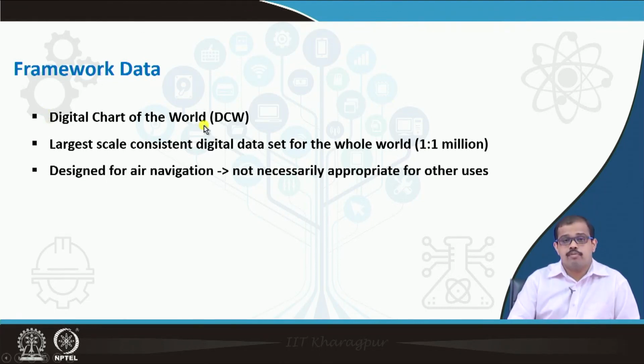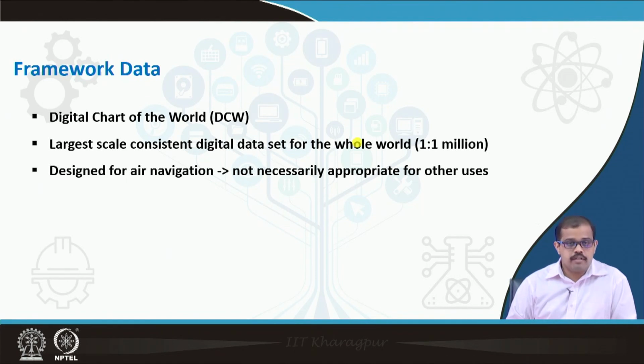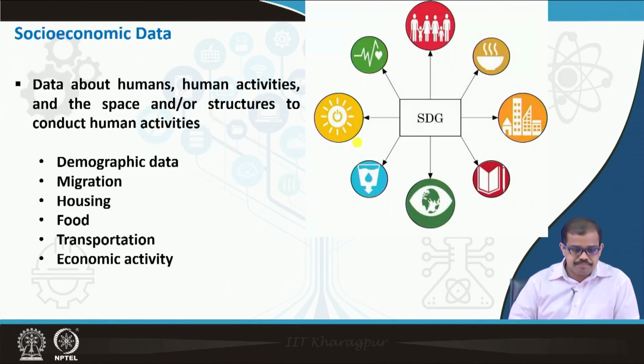The Digital Chart of the World can be a source of framework data. The largest consistent digital data set for the whole world is 1:1 million. The 1:1 million data set is extremely consistent in representing the whole world. It was designed mainly for air navigation, so it is not necessarily appropriate for other users.